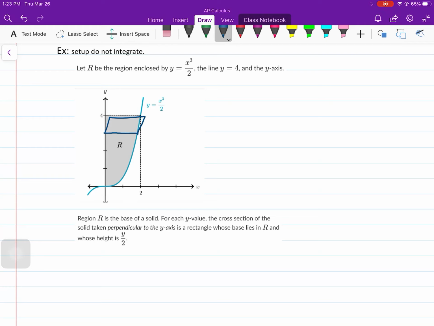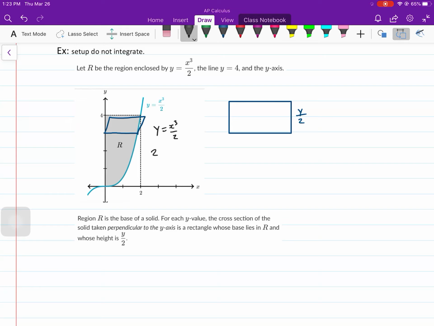And so that rectangle, let's think of its area real quick. So we know that its height is y over 2. And now its length can't be y equals x cubed over 2, because remember the length here is going to be equivalent to whatever the x value is. So how we're going to deal with that is let's just go ahead and take that y equals x cubed over 2 and solve for x.